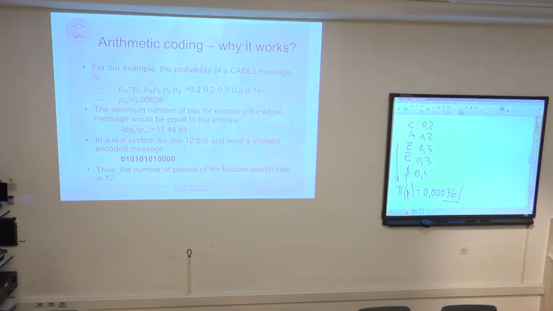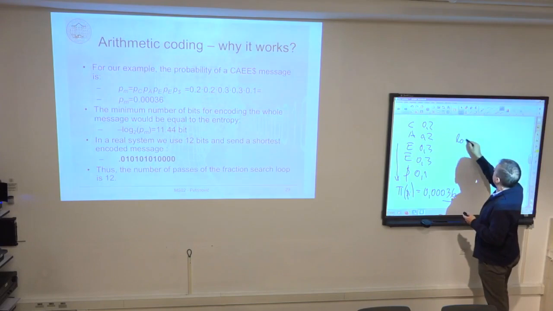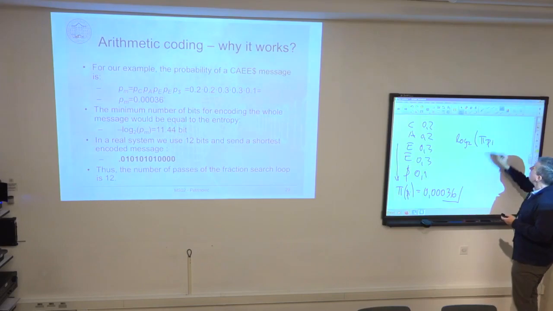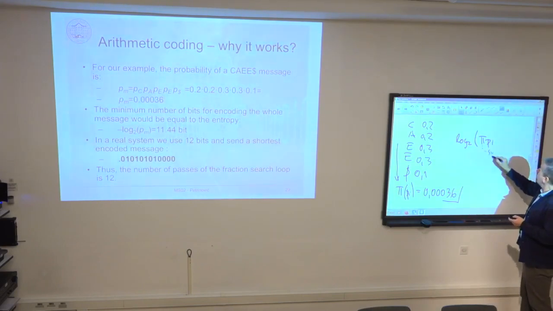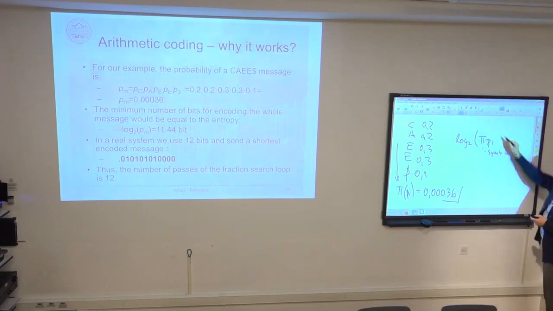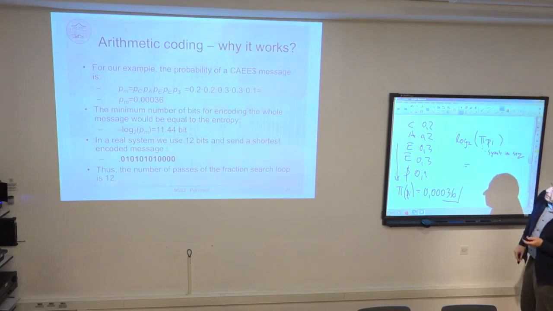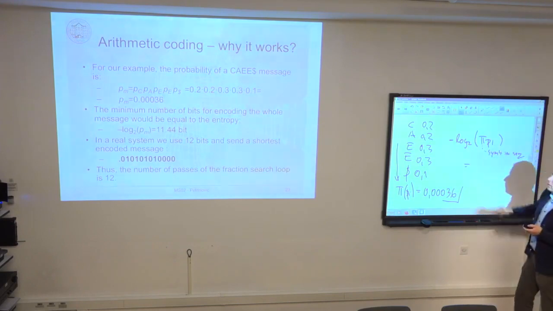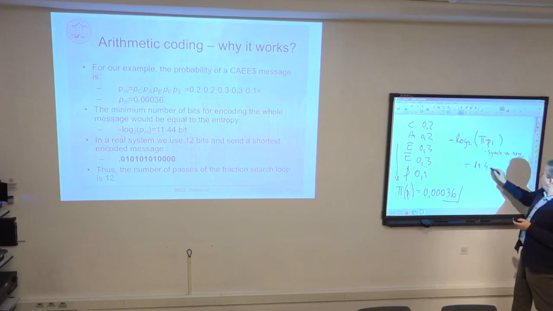And now that I have this probability, I have to compute the binary length of such a message. If I do the binary coding, I simply take the logarithm base 2 of this product of probabilities P_E for the symbols in the sequence. And I get the value, in our case, the negative logarithm, 11.44 bits.